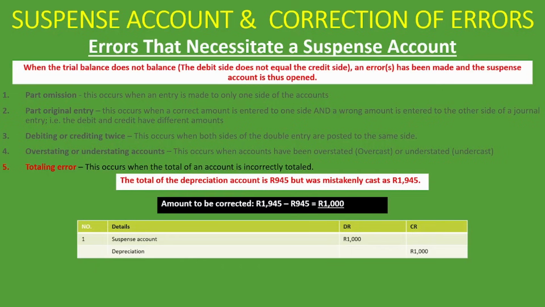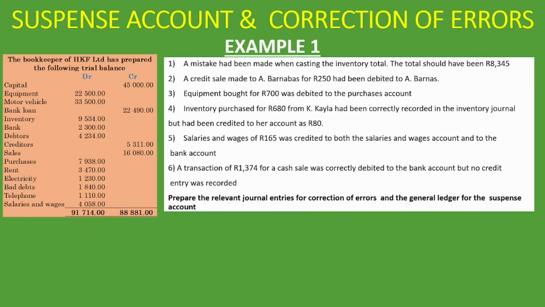Now, if you're still awake, you're still up, and you're still learning here, let's take a look at the practical example and try and answer it using the theory we've learned, and also identify what error we may be dealing with here. Here we go. We are given the trial balance, and we are told that the bookkeeper of HKF Limited has prepared the following trial balance. And what you notice in this trial balance is that it doesn't balance. You can see here the total of the credits is not the same as the total of the debits. So we know that something is wrong here. An error has been made.